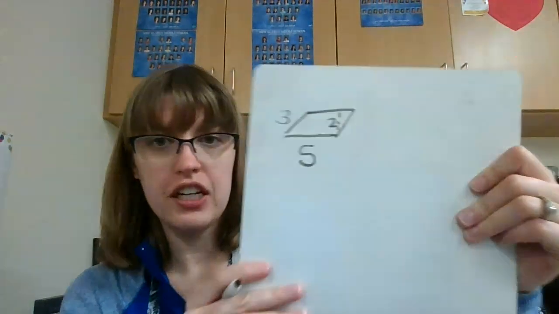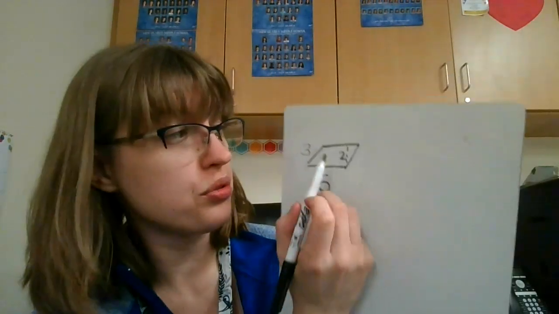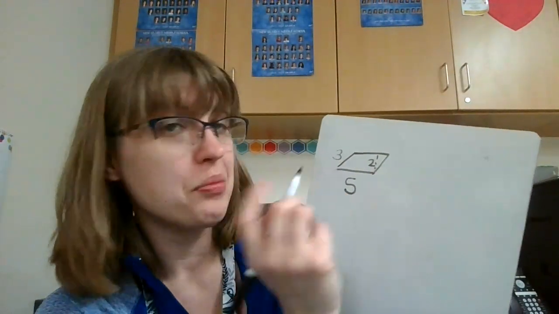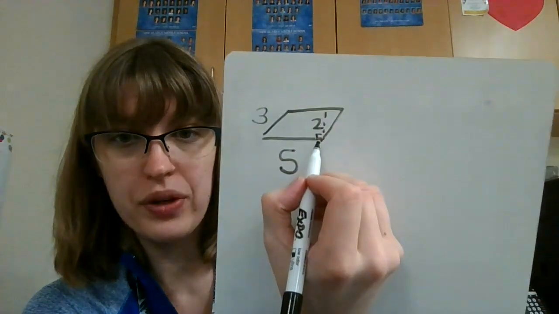That goes for parallelograms too. In parallelograms, they often have it look like this. Because again, they're trying to trick you to use the 3, but you should know that this height is the one that's at a right angle. So there it is.